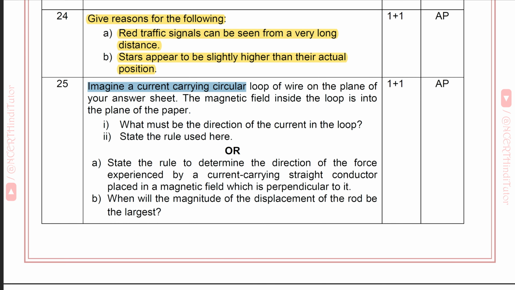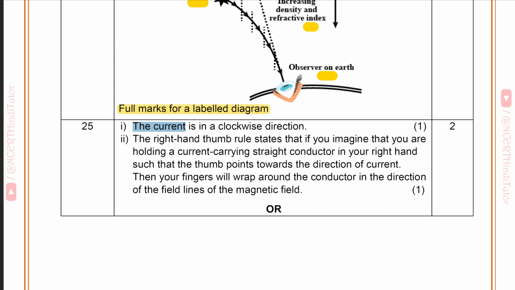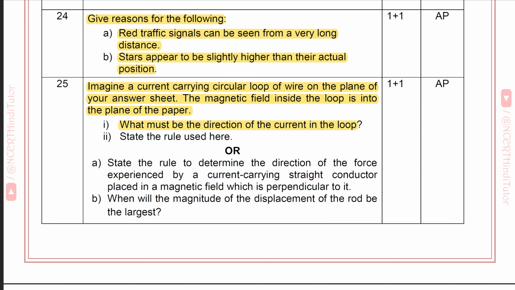Imagine a current carrying circular loop of wire on the plane of your answer sheet. The magnetic field inside the loop is into the plane of the paper. First, what must be the direction of the current in the loop? Answer: the current is in a clockwise direction. Second, state the rule used here.